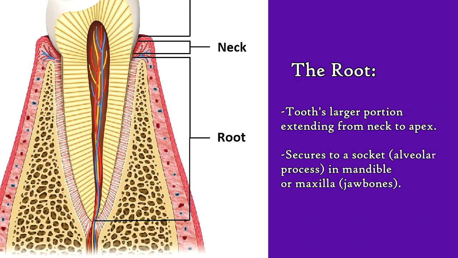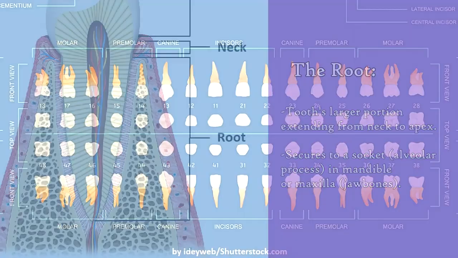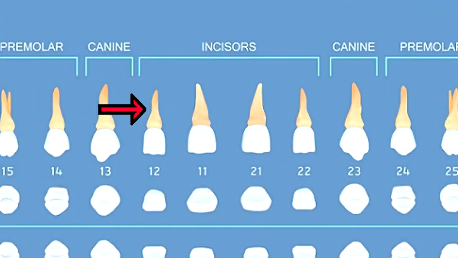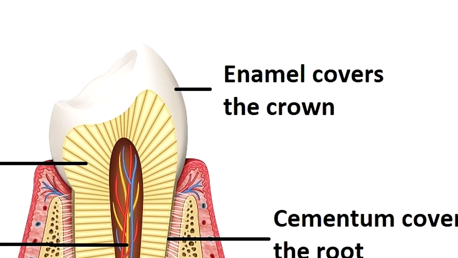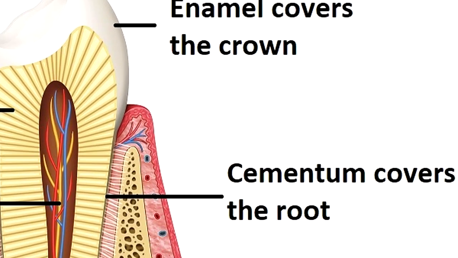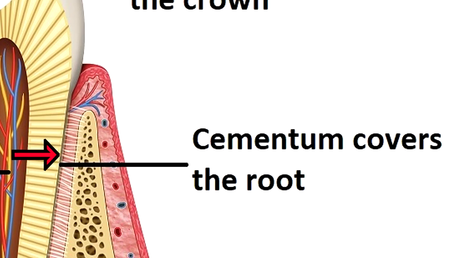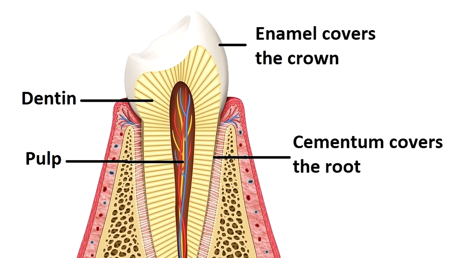Finally, you have the root of the tooth, which is the larger portion extending down from the neck or cemento-enamel junction to the root's apex, and it is secured to a socket of alveolar bone in the mandible or maxilla. Now, some teeth, such as the incisors, have just one root, while others, such as the molars, can have 2 or 3 roots. And just as the crown is covered in a protective layer of enamel, the root is covered in its own protective layer called cementum, which covers the dentin and its underlying root canal and pulp.